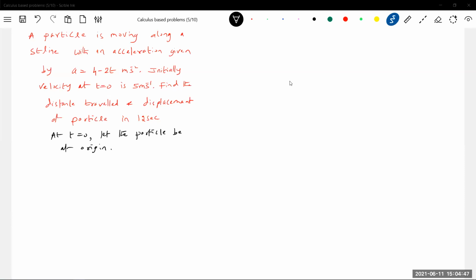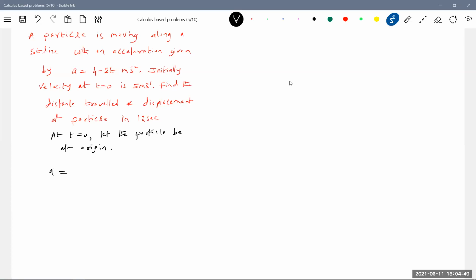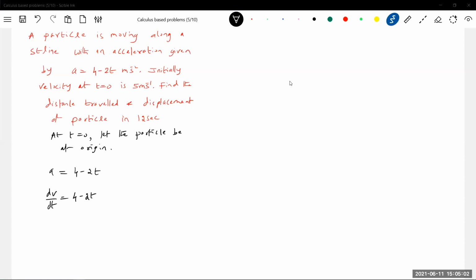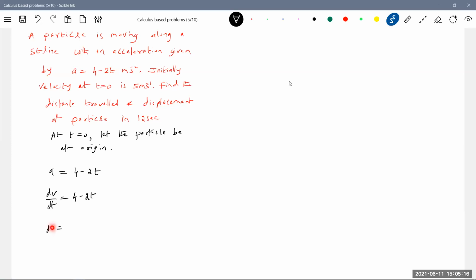Let me proceed like this. Acceleration is equal to 4 minus 2t. This will become dv by dt equal to 4 minus 2t. Srinitya, okay, I agreed with your answer. The negative sign should be there, check once. So acceleration is dv by dt, 4 minus 2t. So this will become dv is equal to (4 minus 2t) dt.